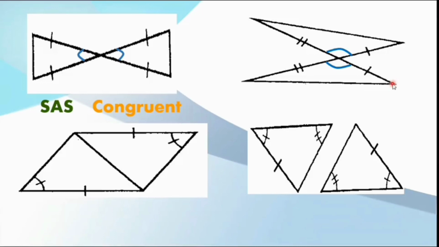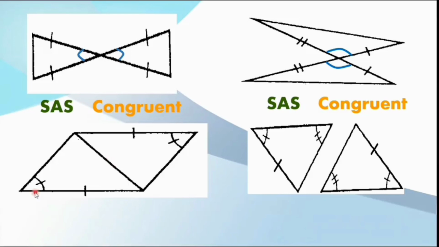What are those? Side, angle, side. On the second triangle, we have side, angle, side, or SAS. Therefore, we can say that these two triangles are congruent based on the SAS congruence postulate. Okay, let's proceed to the next one.